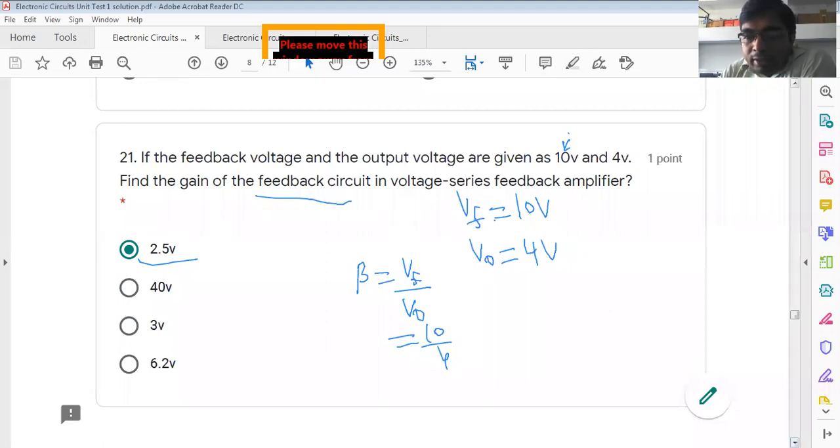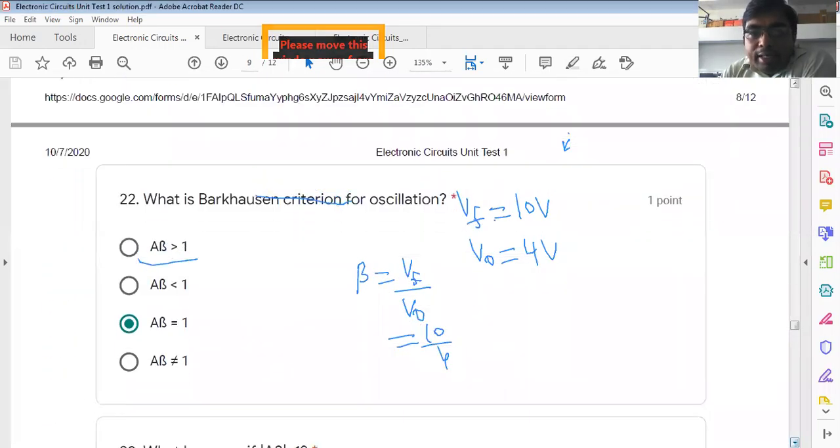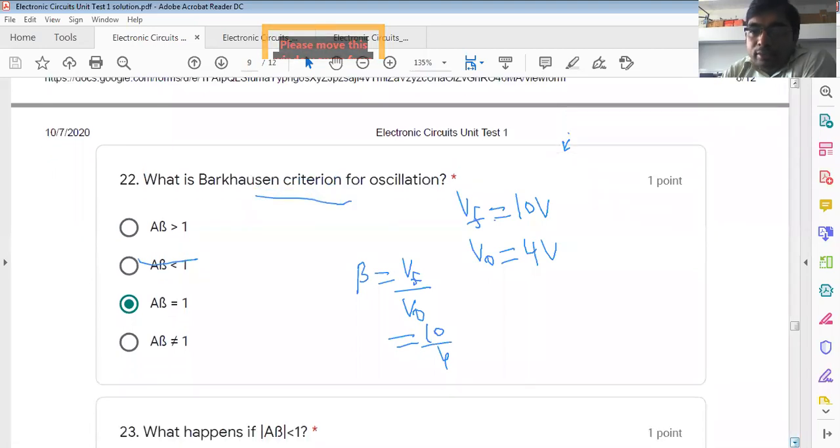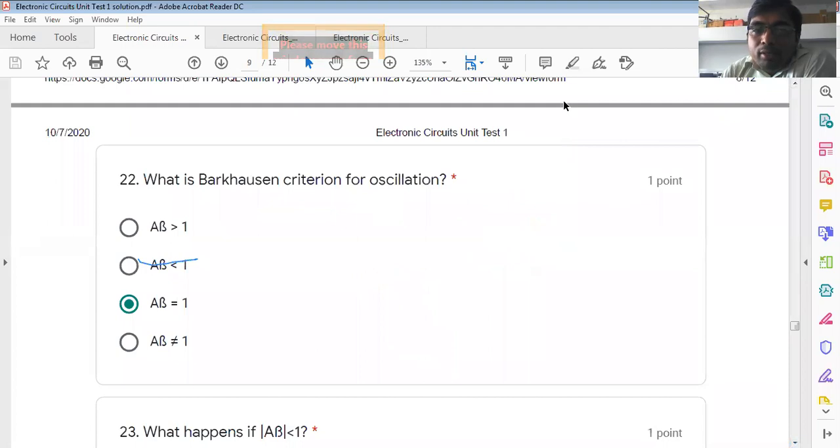Now come to the next question, which is 22. What is the Barkhausen criterion for oscillation? It is very simple. We have learned the three conditions: A beta less than 1, greater than 1, and equal to 1. When A beta is equal to 1, that is the sustained oscillation condition. Your signal keeps oscillating with the same amplitude and same frequency. So one statement of the Barkhausen criterion is that the magnitude of the loop gain should be equal to 1, and loop gain means A into beta. So this is the correct option.